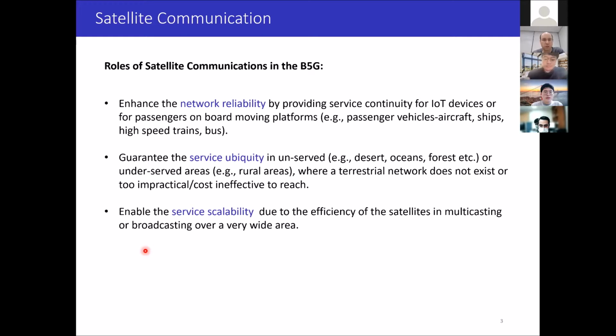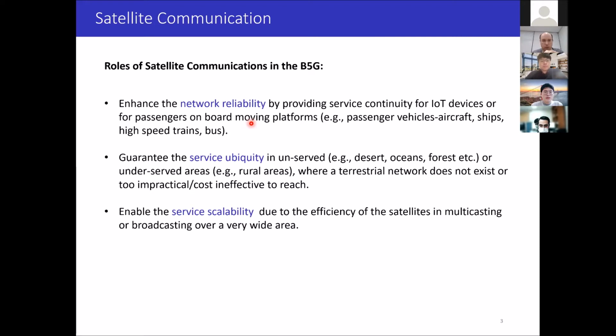So there are three roles for satellite communication. The first one is reliability. The second one is frequency, and the third is scalability. Reliability provides service and this somehow complements terrestrial networks that have only limited coverage. Here we try to serve either unserved or underserved areas. So those are areas that would be too costly to cover through a terrestrial network.